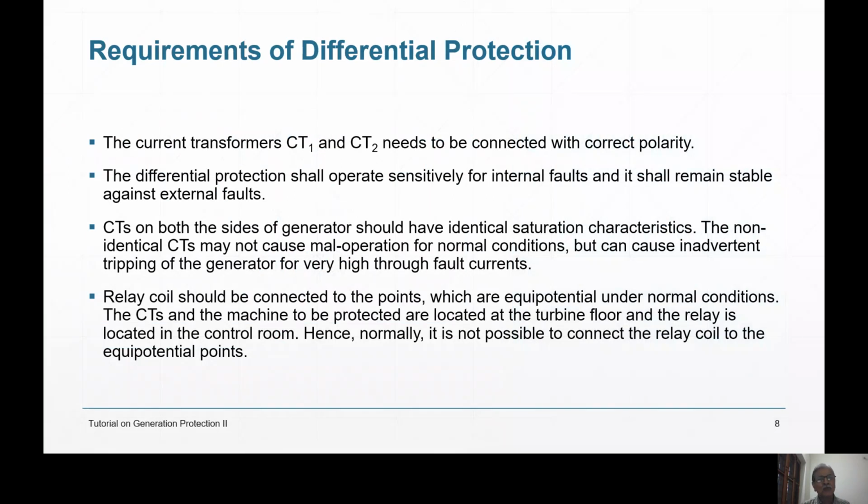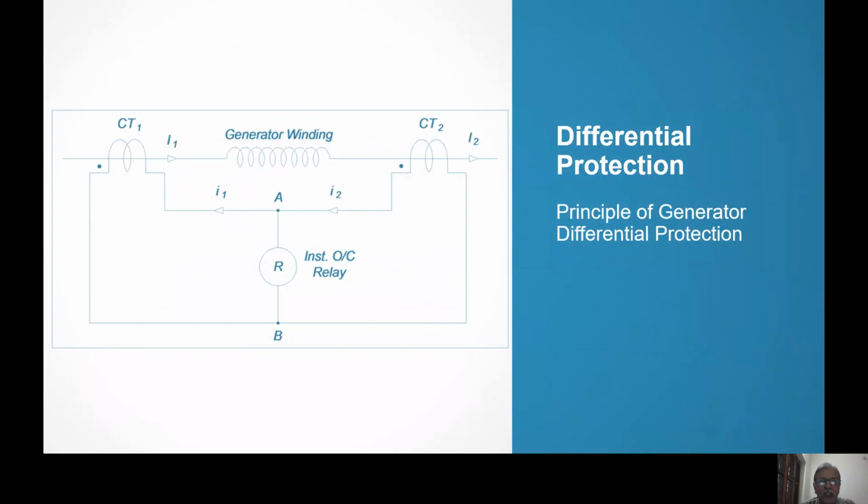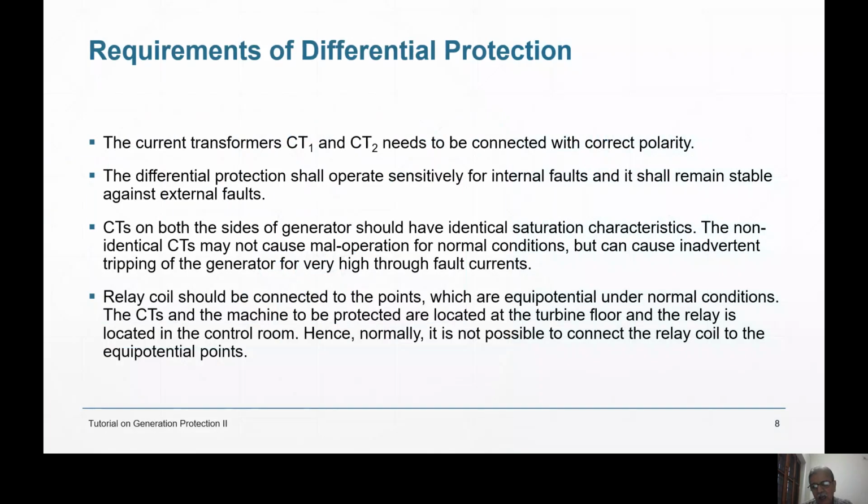So what are the requirements of generator differential protection? The current transformers CT1 and CT2 need to be connected with correct polarity as shown. You see, the dot is showing the polarity. You cannot make a mistake while commissioning a generator; you have to take care. The differential protection shall operate sensitively for internal faults. Usual sensitivity is 10%. 5 ampere, 10,000 by 5 is the CT. We are setting at 0.5 ampere. If the current is more than 0.5 ampere, the relay will operate.